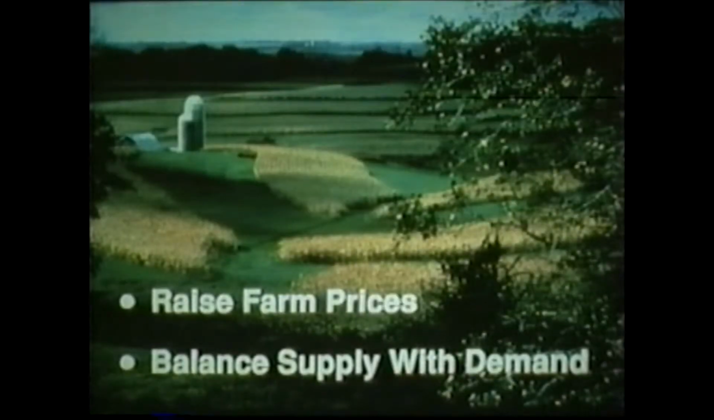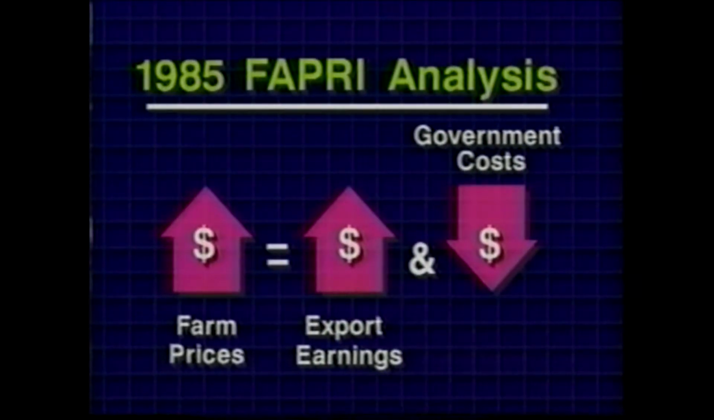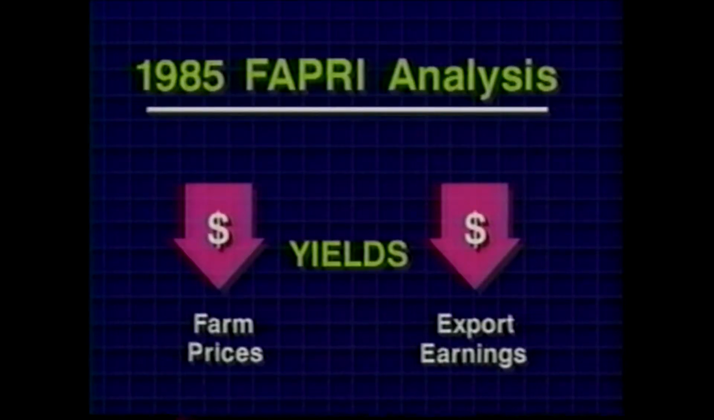A completely different analysis was offered by a number of family farm organizations and commodity groups. In their opinion, low prices were the cause, not the solution, to the farm crisis. They urged Congress to raise farm prices to the cost of production. To prevent surpluses, they urged that the supply be balanced with demand by controlling both domestic production and imports. Citing research from the Food and Agriculture Policy Research Institute, they predicted that by raising farm prices, export earnings would rise and government costs could be significantly reduced. Lowering farm prices, they argued, would yield lower export earnings and would increase government costs.